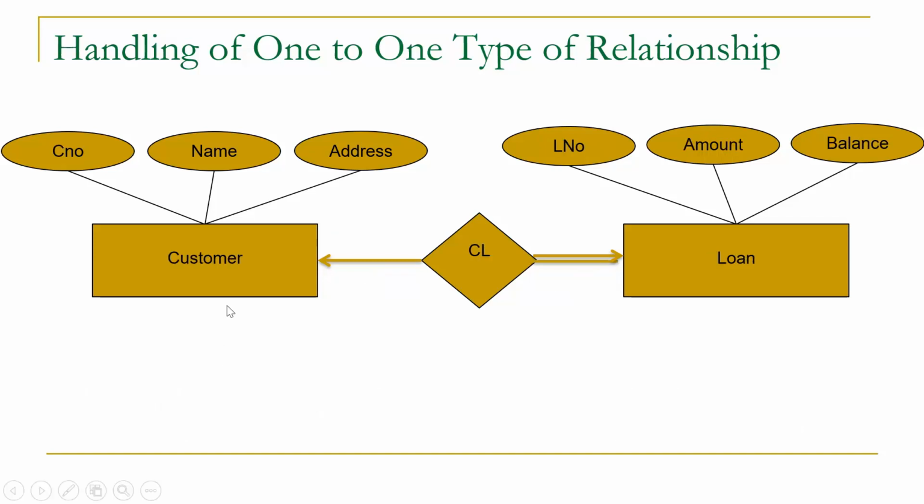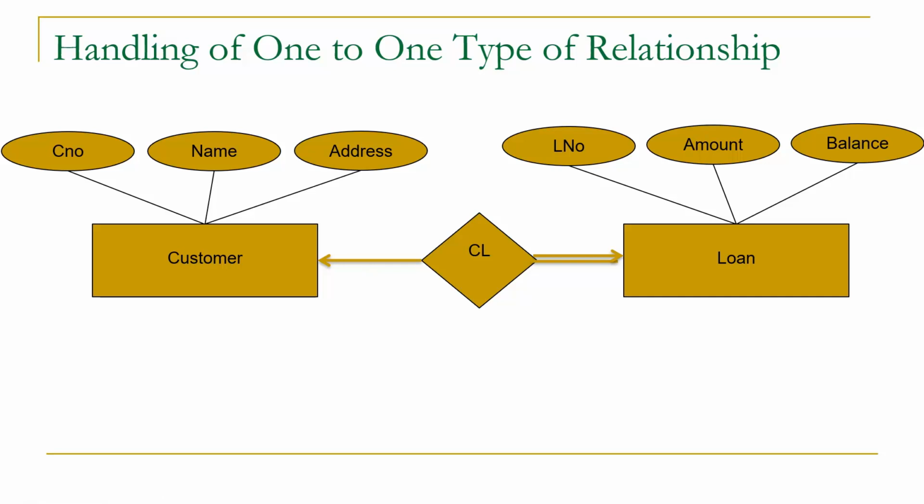To understand the concept of total participation, let us consider this ER model. Here we have two entity sets. One entity set, customer, has three attributes with names C number, name and address. Loan entity set has three attributes with names L number, amount and balance. Here C number is the key attribute of customer and loan number is the key attribute of loan.